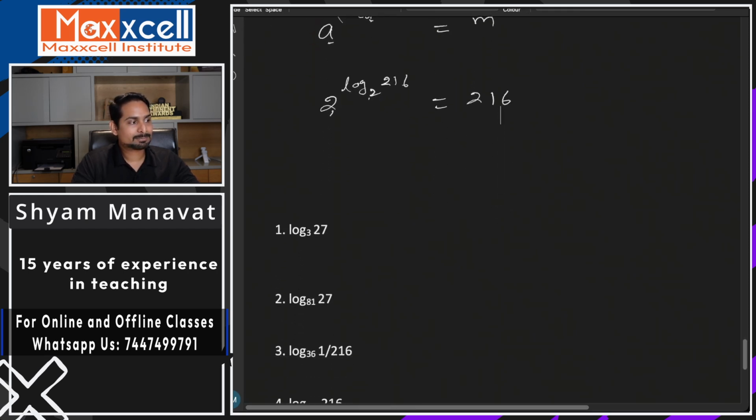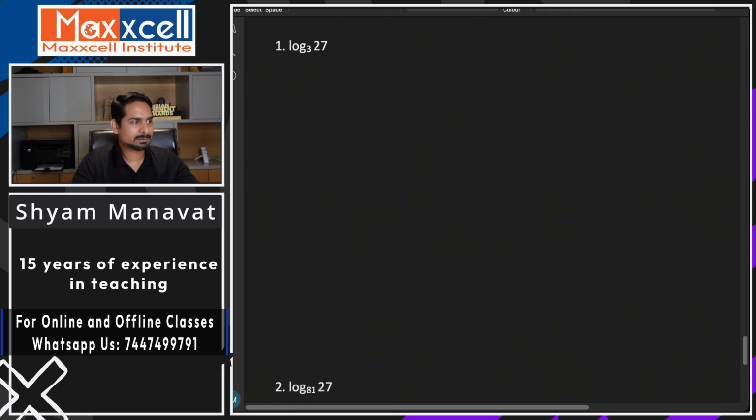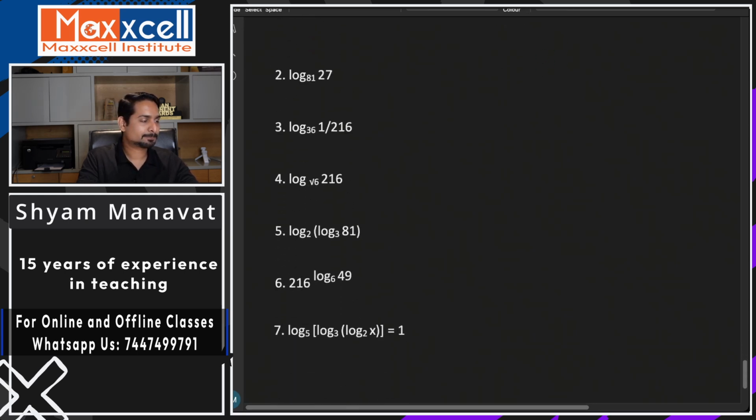Okay, now let's apply these properties by solving some questions. Easy questions, it's a concept builder video. I hope you understand. The first question I have is log 27 base 3. If you apply the principle of log, you know 3 cube is 27. So what power of 3 can get you 27? 3, right? So the answer should be 3 here.